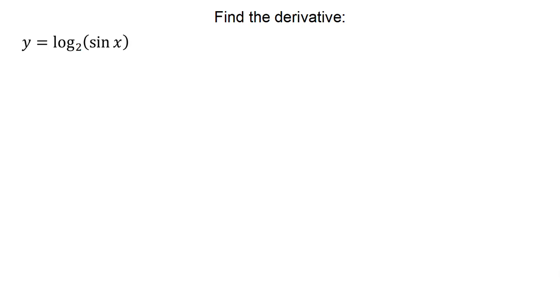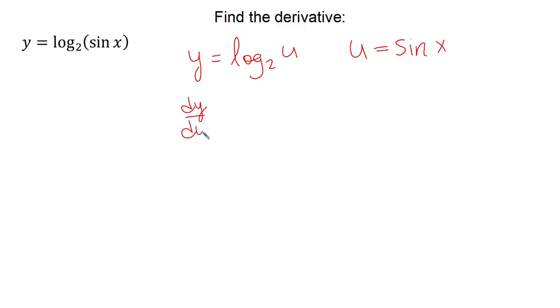For number 6 here, we've got log base 2 of a function, right? Y equals log base 2 of sine x. So this is log base 2 of u, where u is equal to the sine of x. So we'll just use our rule for log base a of u, right? dy/du should be 1 over u times the natural log of that base, right? So times the natural log of 2.